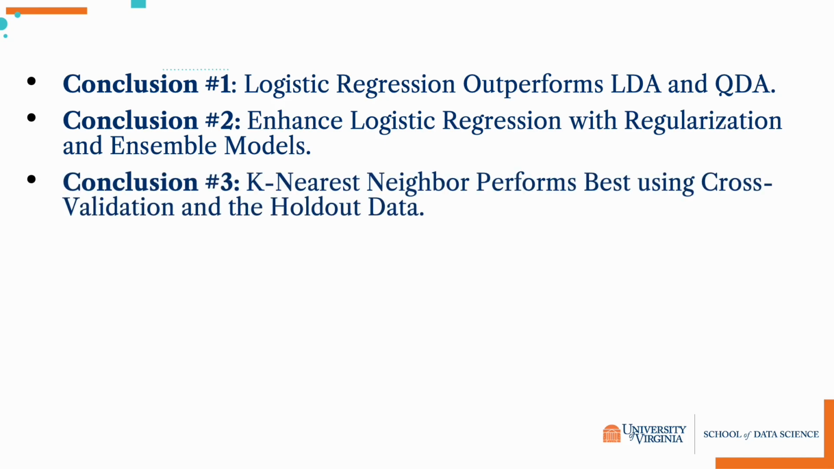Conclusion 3. K-nearest neighbor performs best using cross-validation and the holdout data. Let's start by looking at the performance across different evaluation phases. During cross-validation, the K-nearest neighbor model performed the best in terms of sensitivity, with a mean score of about 96%. This means it was the most successful at identifying true positive cases, which is especially important for tasks like detecting blue tarps, where missing a real tarp could be costly.